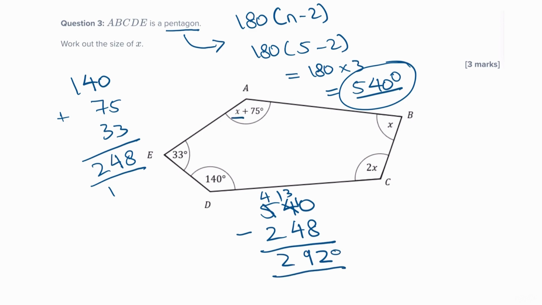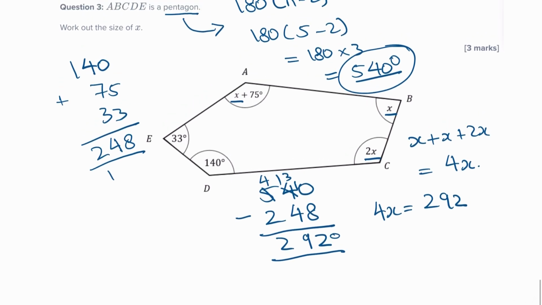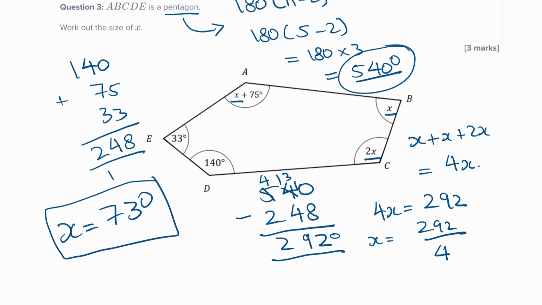And we've got 1x, 2x, 4x. If we do x plus 2x, in total we have 4 x's. And the 4 x's have to add up to 292. So to work out what x equals, we have to do 292 divided by 4, which equals 73 degrees. And that is our final answer.